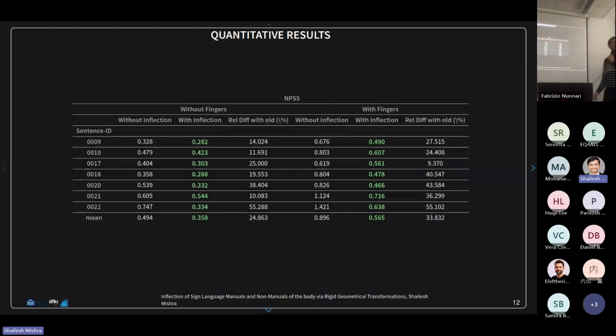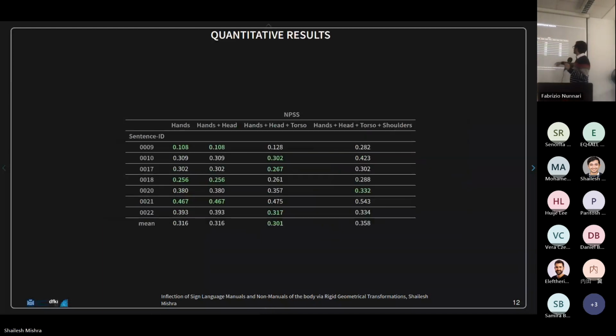Now, we move on to this another figure. So here's where this gets interesting, okay? What we did here was we inflected different body parts. First we just inflected the hands, then we inflected the hand and head, and then we inflected hand, head, and torso, and finally hand, head, and shoulders.